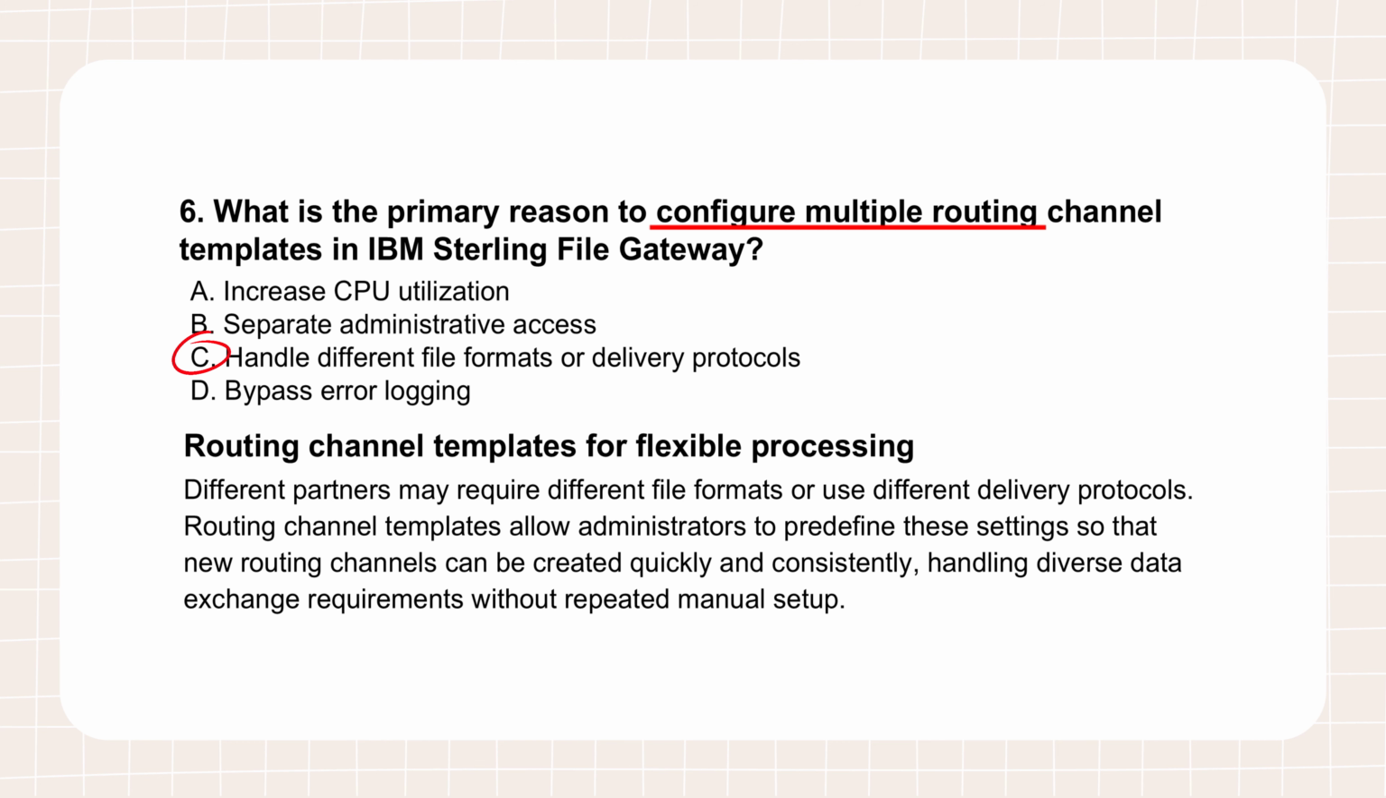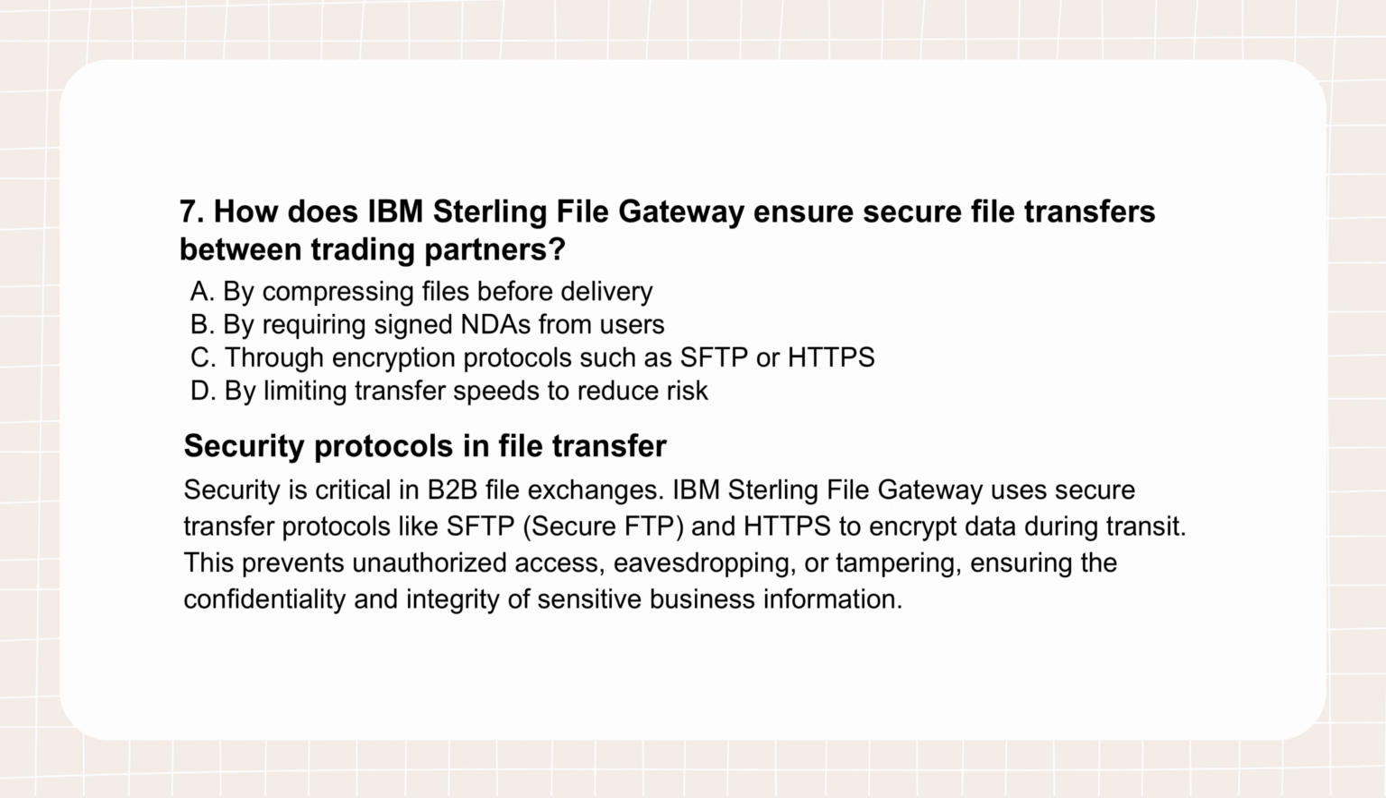Okay, you mentioned security with SFTP. Let's focus on that. Question 7 asks how File Gateway ensures secure transfers. Answer C highlights encryption protocols such as SFTP or HTTPS. How do they actually secure the data? Security is non-negotiable, right? Exactly.